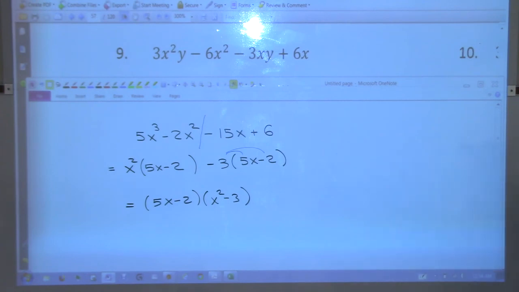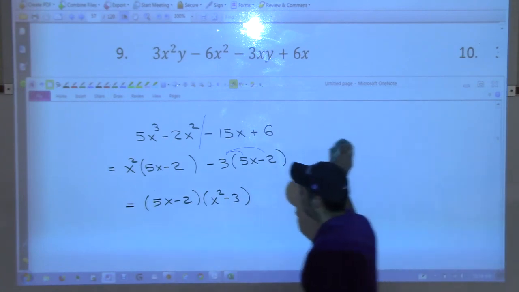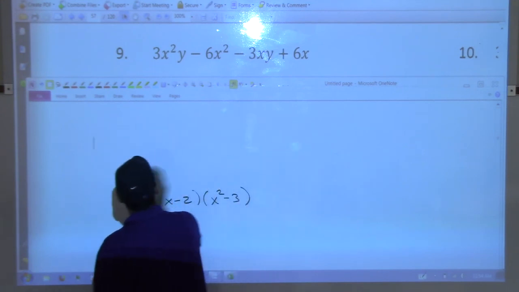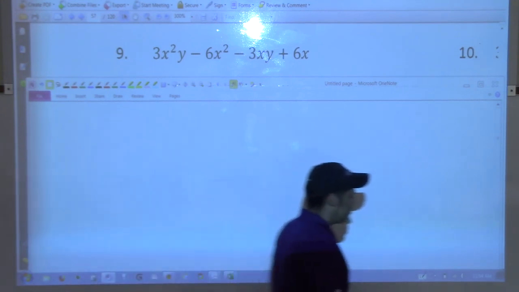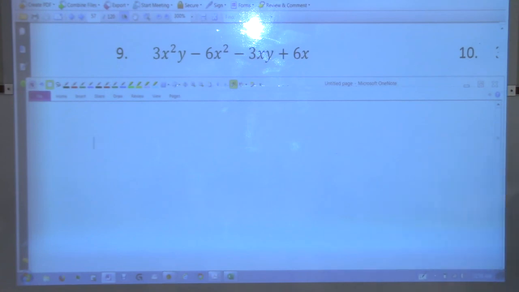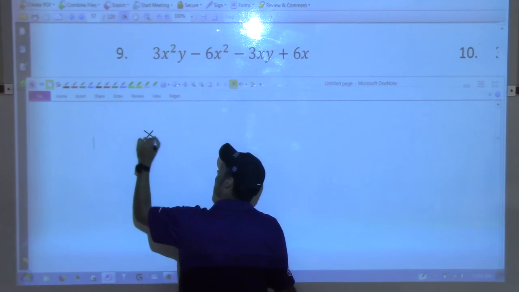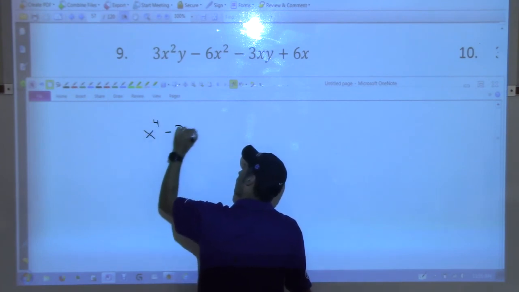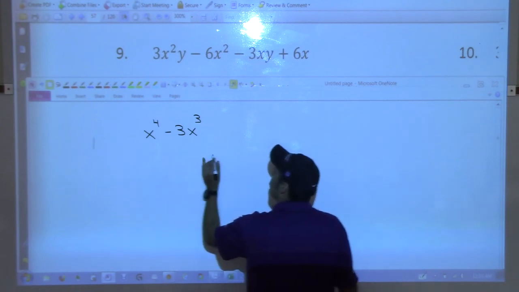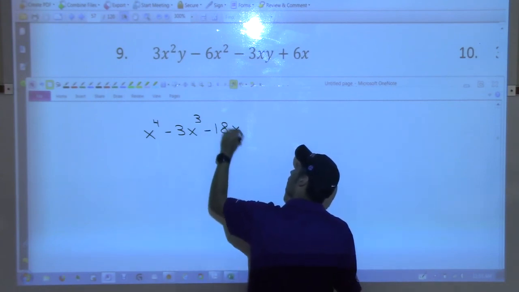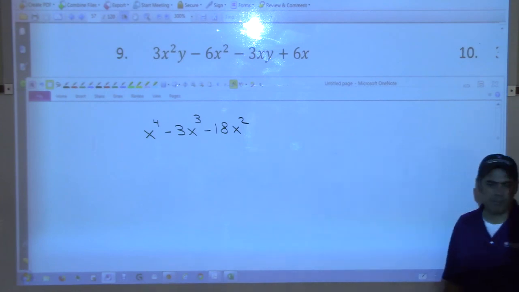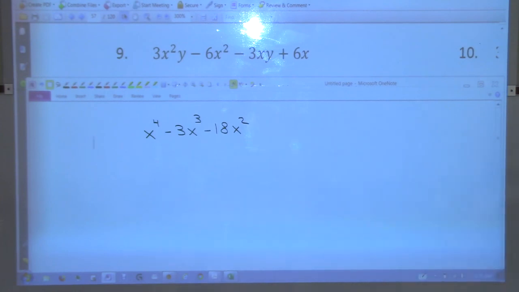You will have to practice some more of this grouping on your own with the homework, but we need to move on. All right, so new problem. Let's try this. Don't let the x to the 4th power freak you out.